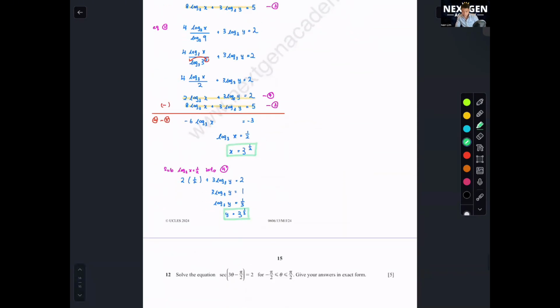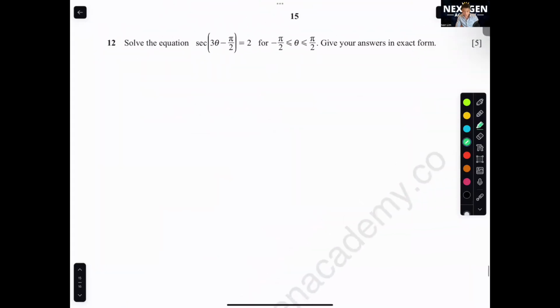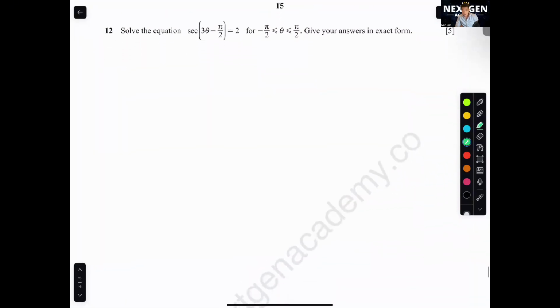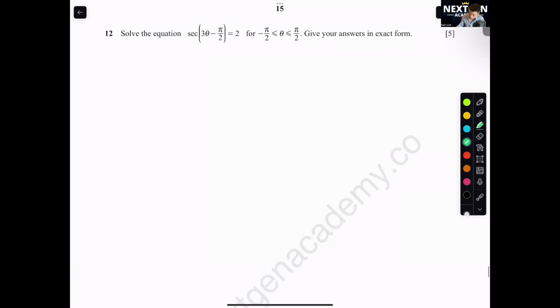Okay, last one is a trigo question. You see, another trigo. So we will be doing a lot of differentiation and trigo exercise. Solve the equation: secant of 3 theta minus pi over 2 equals 2. This one, the angle is not so nice. They give you the range from negative pi over 2 to pi over 2. First thing, what is secant? Secant is 1 over cos.